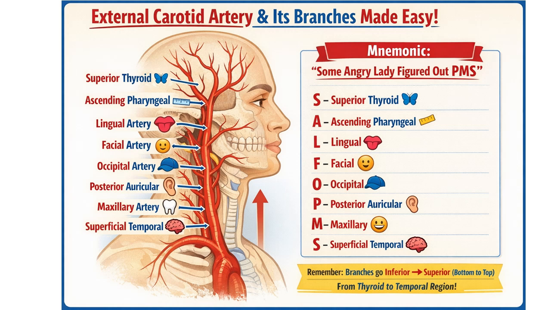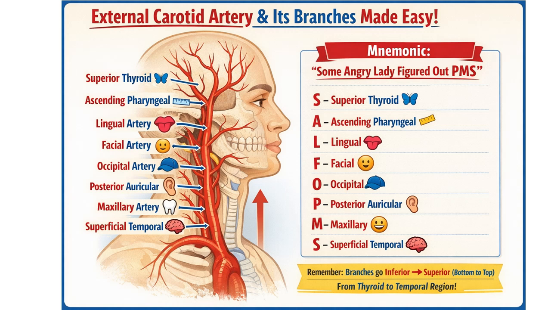To make remembering these branches easier, we will use the mnemonic Some Angry Lady Figured Out PMS. Each letter represents a branch going from inferior to superior. That is, moving from bottom to top along the artery.